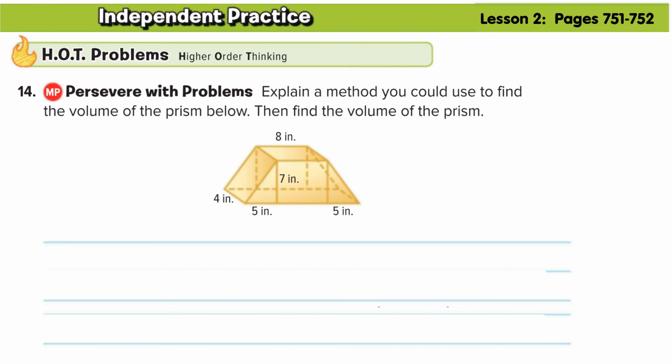Question 14. Persevere with problems. Explain a method you could use to find the volume of the prism below. Then find the volume of the prism. Now, there are different methods to doing this. I'm going to tell you the method that I would do. All right, so to start off with, I would find the volume of this rectangular prism in the center. Okay, and that's like right here.